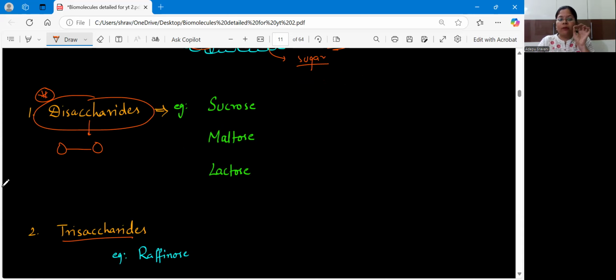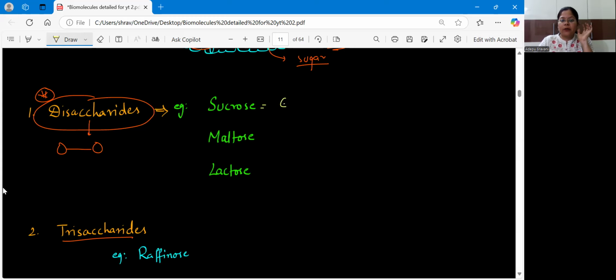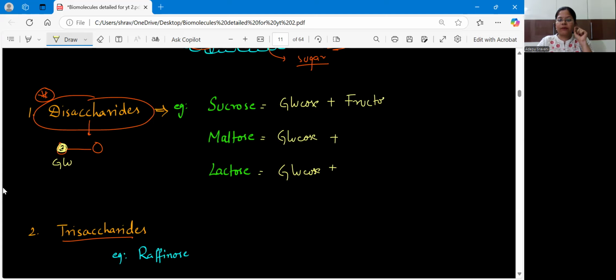Now here you have to remember the components of which these disaccharides are made up. In all the three, glucose is common. So if I write down glucose, here also glucose, here also glucose. Now we have to find out what is the other component, the other sugar of which it is made up. So first, sucrose: it is glucose plus fructose. Then maltose: glucose plus glucose. If it is lactose, we have glucose plus galactose.